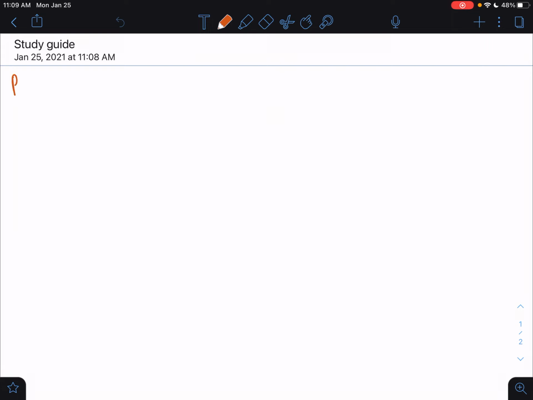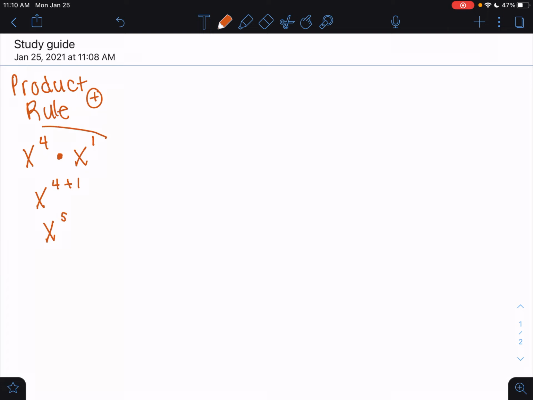So the first one that we have is the product rule. The product rule tells us that if we have like x to the fourth times x to the first, we want to add the exponents to get x to the fifth. So the product rule tells us to add, and we do this when we are multiplying. So when you see that dot there, that means multiply. We use the product rule and we add the exponents.